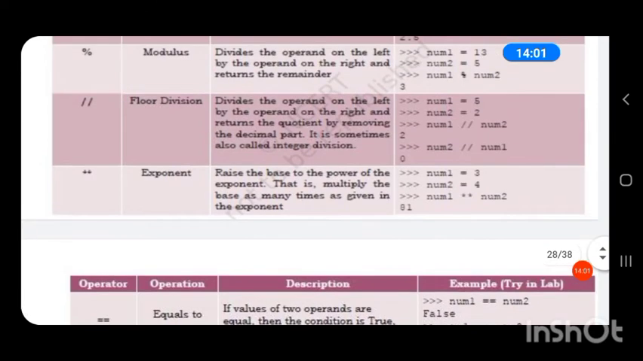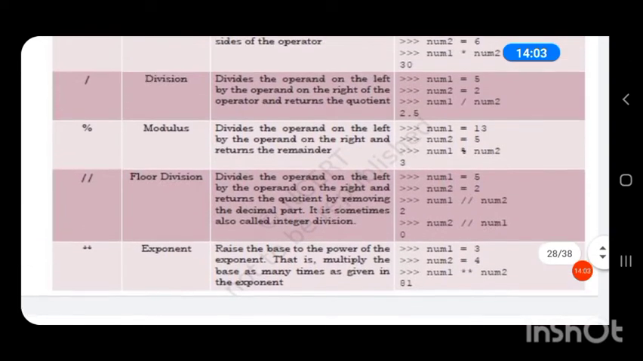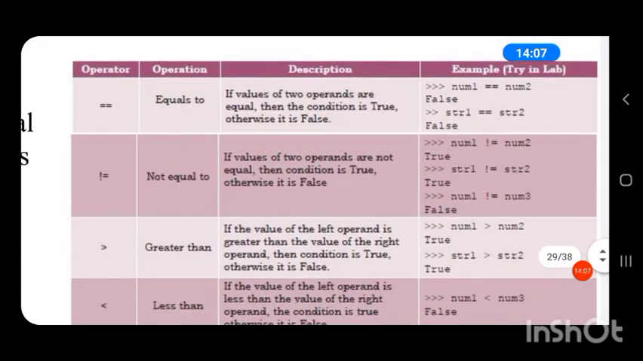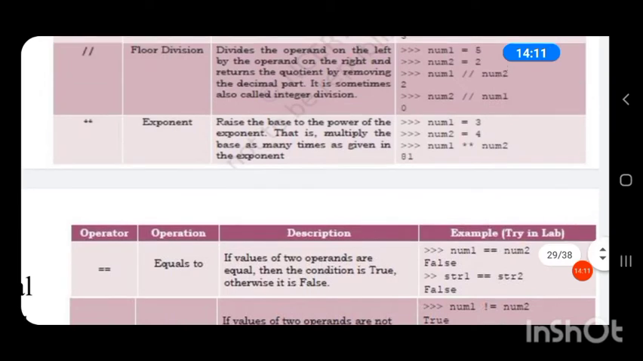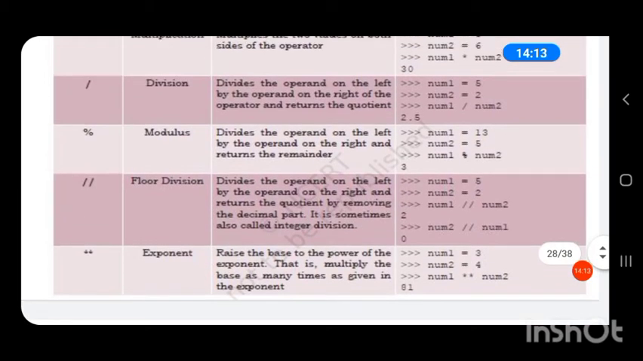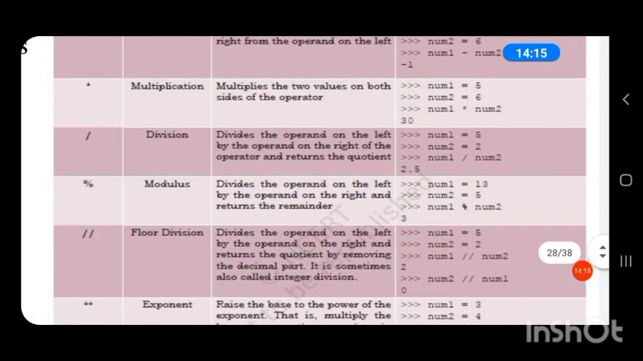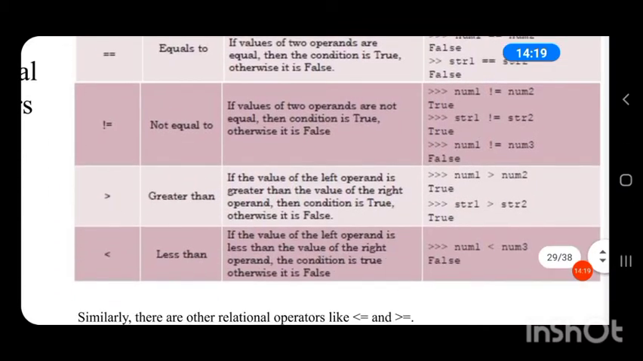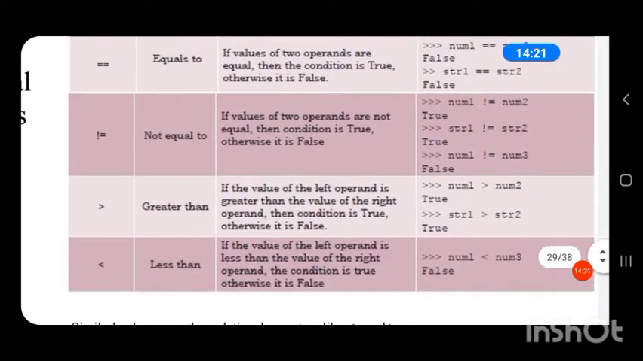So num1 greater than num2. So what is num1? Here num1 is 3, and it has taken the num1 as num1 and num2. So if num1 is greater than num2, then it will return true.